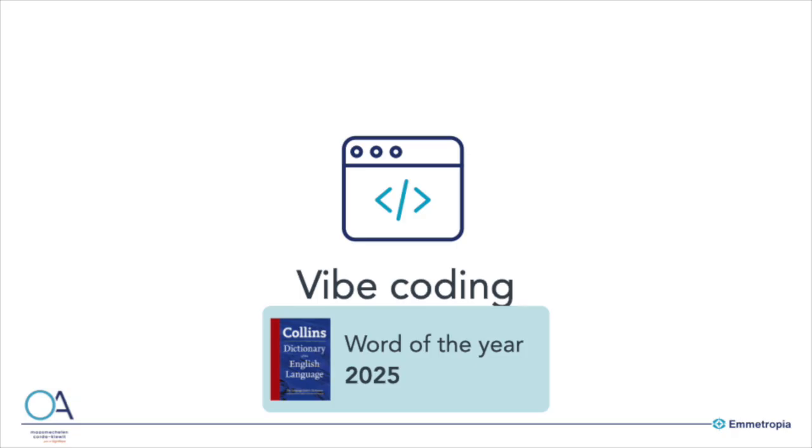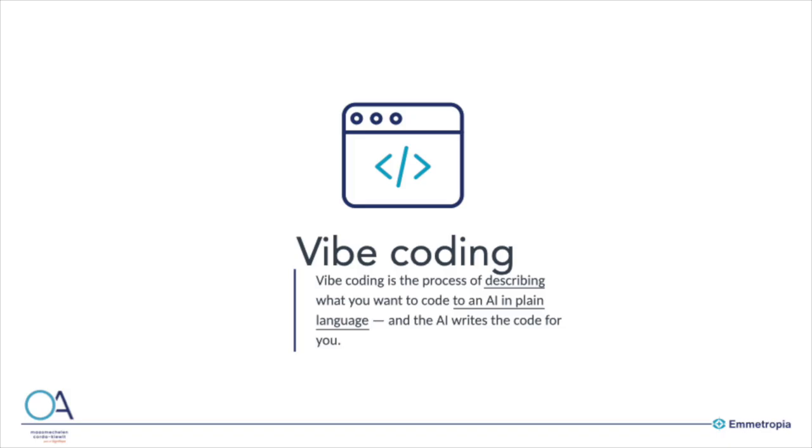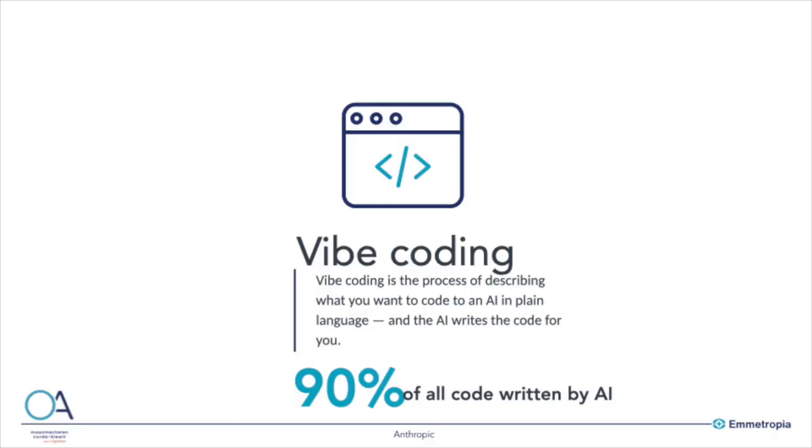Everyone actually should have raised their hands because it was voted the word of the year 2025 by the Collins Dictionary. And vibe coding is the process of describing what you want to code to an AI, just in plain language, and then the AI does the code for you. In the last couple of months, there have been dramatic improvements, and now it's estimated that over 90% of all code written by coders is actually written by AI.